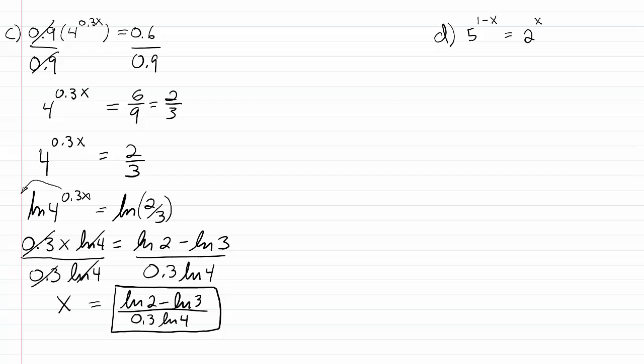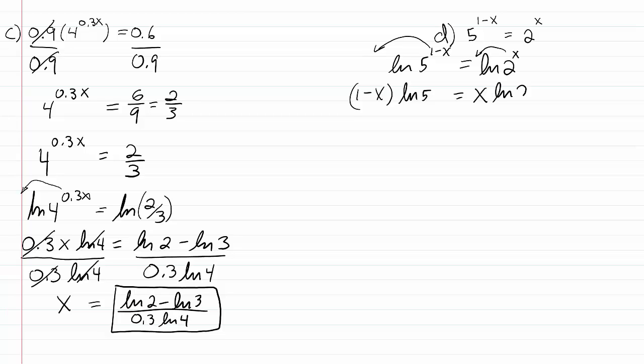All right, so the final example is example D. If we look at example D, again, it's not possible to rewrite 5 and 2 so they have the common base or the same base. So we're just going to take the ln of both sides. So I'll do ln of 5 to the 1 minus x power is equal to ln of 2 to the x power here. I can bring down these exponents as coefficients. So I have 1 minus x times ln of 5 is equal to x, right? Because that'll come out in front as well, ln of 2.